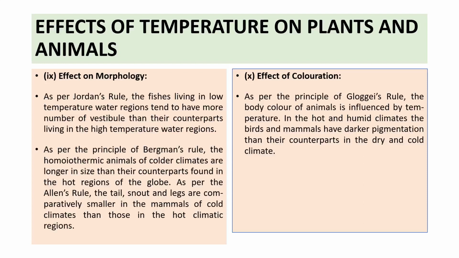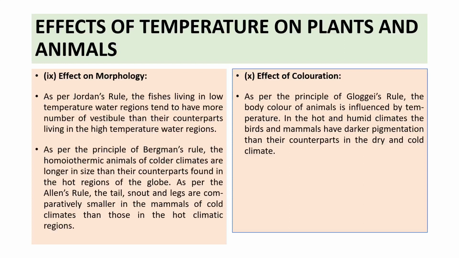Then the effect on coloration. As per Gloger's rule, the body color of animals is influenced by temperature. In hot and humid climates, birds and mammals have darker pigmentation than their counterparts in dry and cold climates.